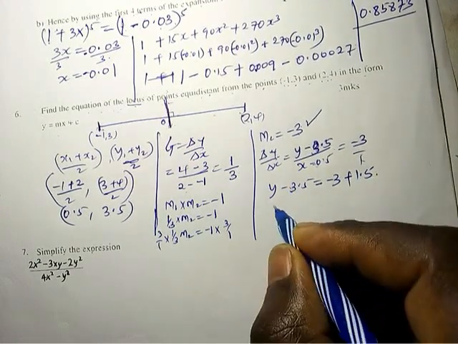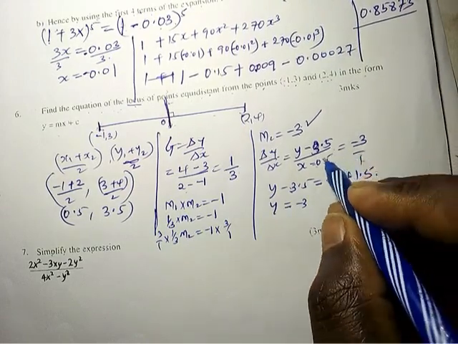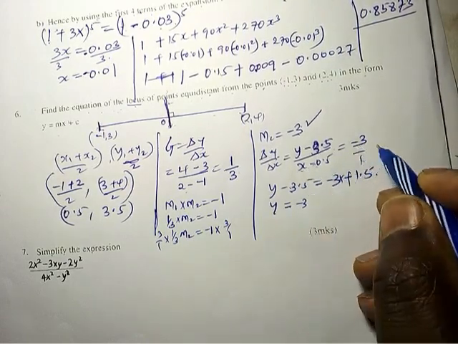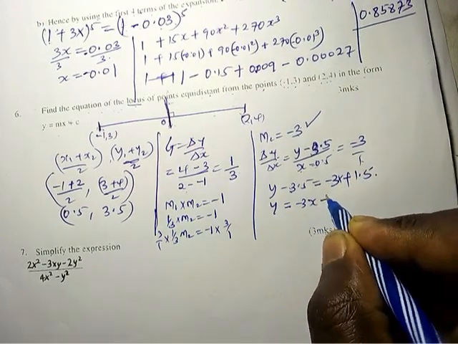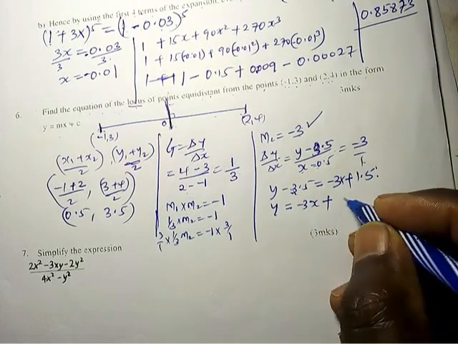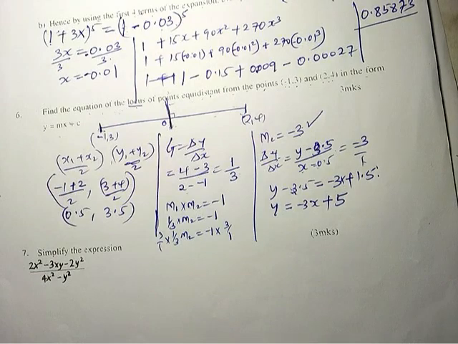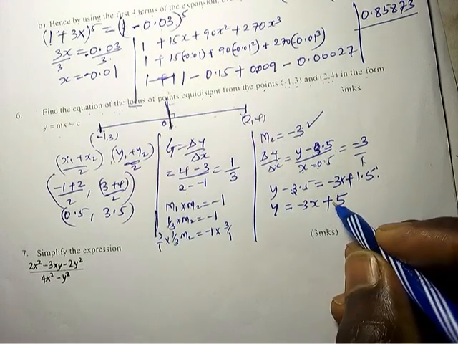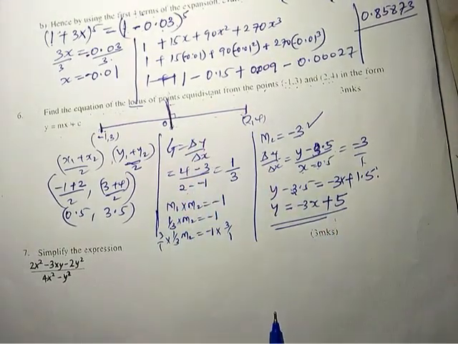We take this one that side, so y equal to -3x. Yes, -3x. You take this to this side. This is going to give us 5. And that is the equation of that locus.